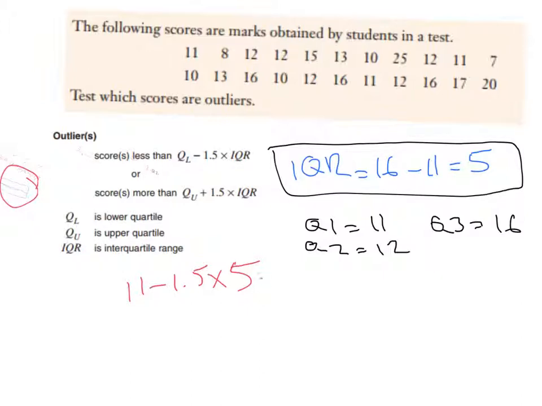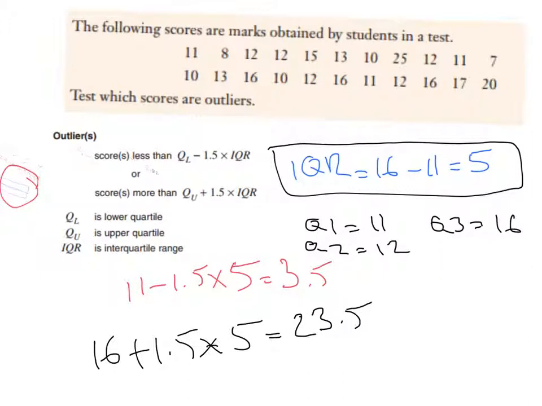So the limit equals 3.5. Now, is there any score that's less than 3.5? No. Okay, good. So we've taken care of the smaller ones. Okay, let's go for the larger ones now. So we're going to go with the upper quartile plus 1.5 times IQR, which is 5. So 16 plus 7.5 equals 23.5. Bingo.